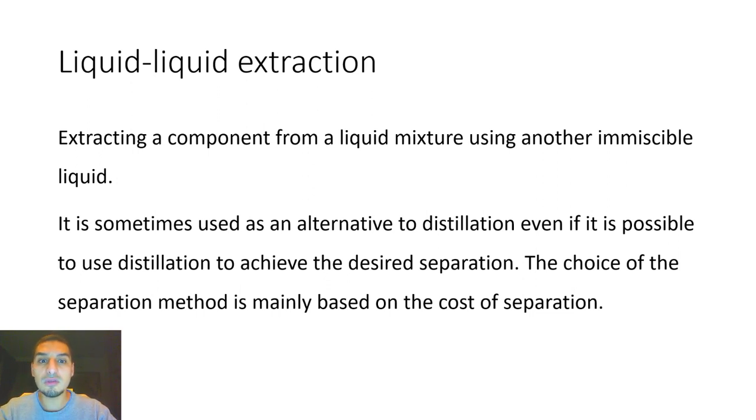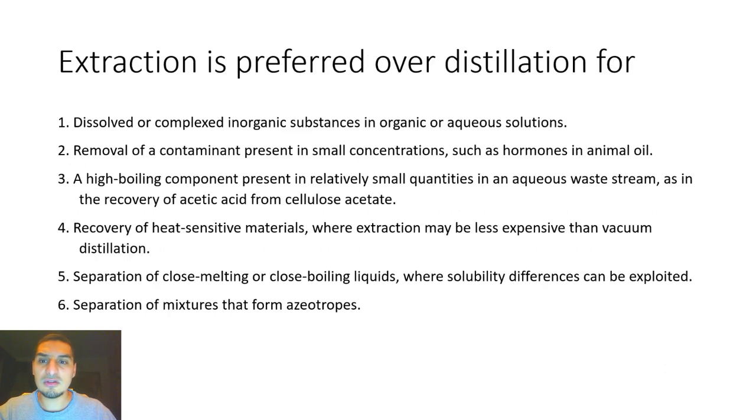But here we will need another separation step to separate the solvent from the component of interest, and to recover the solvent that we want and we use, and to get the component that we are interested in as a pure component. So we usually think of this process when the distillation is not possible. And there are many reasons that make the distillation not possible.